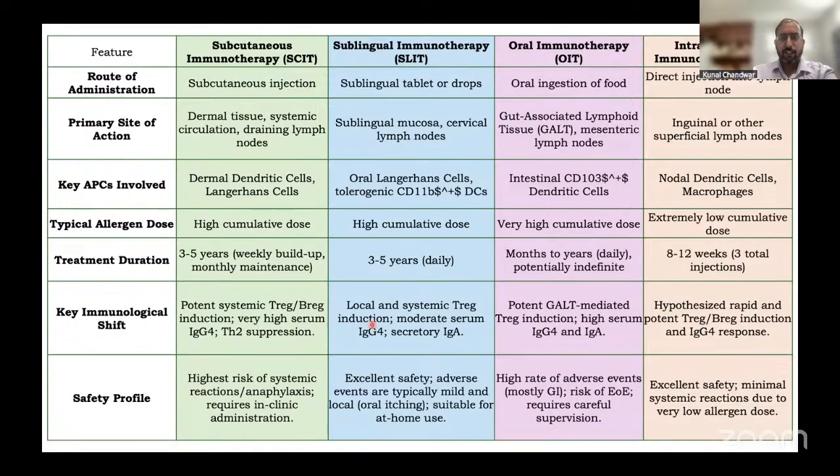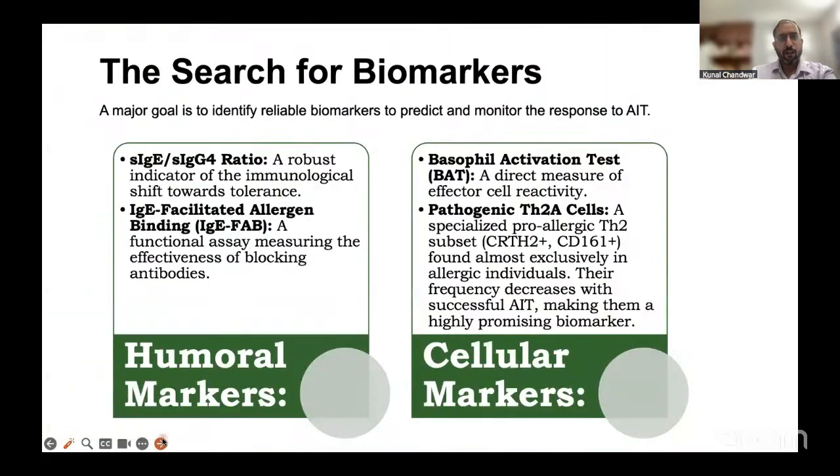So with both SCIT and oral immunotherapy, you might have some adverse risks. SLIT is again very safe, and because there are no mast cells in lymph nodes, intralymphatic immunotherapy is much safer. Now, we are still in search of the perfect biomarkers, but probably the ratio between the specific IgE and the specific IgG4 will give you a good indication. IgE-facilitated allergen binding is a functional assay that tests the degree of IgE that is functionally binding. This can be a marker of efficacy of immunotherapy also.